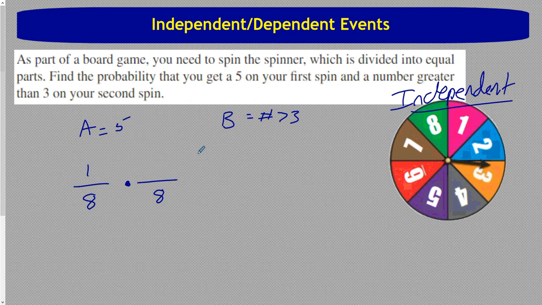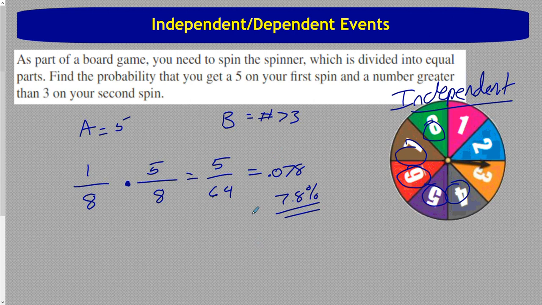So the second time, how many ways are there to get greater than 3? Well, that would be 4, 5, 6, 7, or 8, which is 1, 2, 3, 4, 5 of them. So that's 5 64ths, or on the calculator, 5 out of 64 is 0.078.